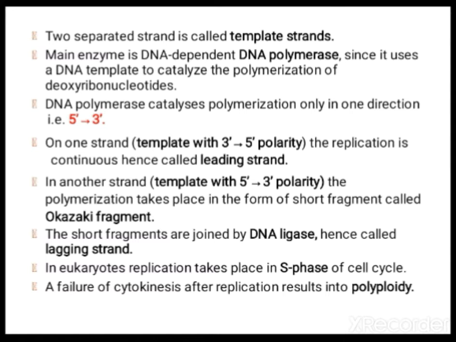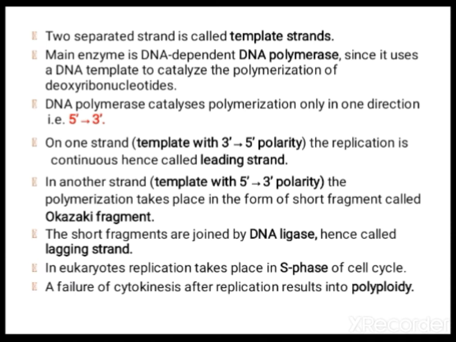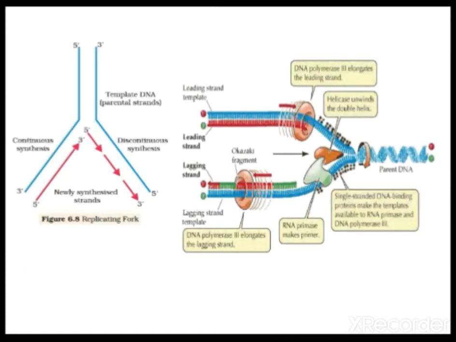Actually, what I showed you in the previous diagram: in this diagram the blue colored strand is the template strand, and the pink colored strand is the newly formed strand. I already told you, the DNA polymerases catalyze polymerization only in one direction, 5' to 3'. When it has to be from 5' to 3', the template strand has to be 3' to 5'. The newly formed strand is always anti-parallel. Because of that, the template strand has to be 3' to 5'. Then only the newly formed strand will be 5' to 3'.